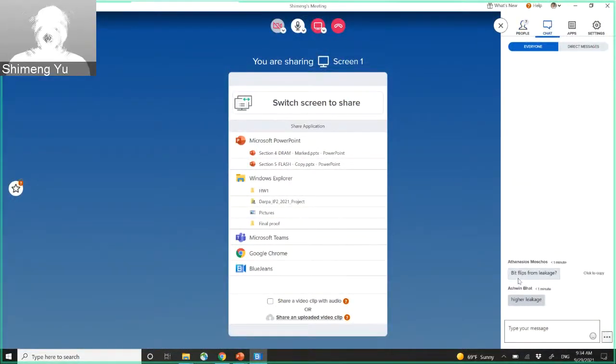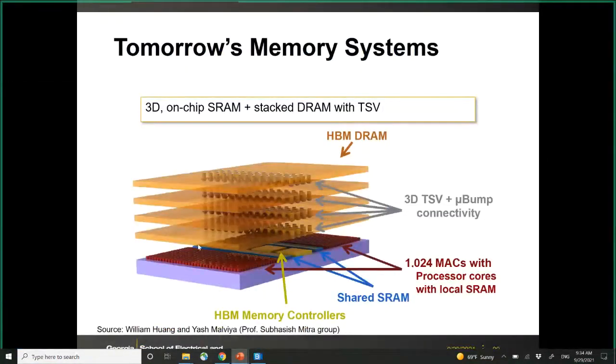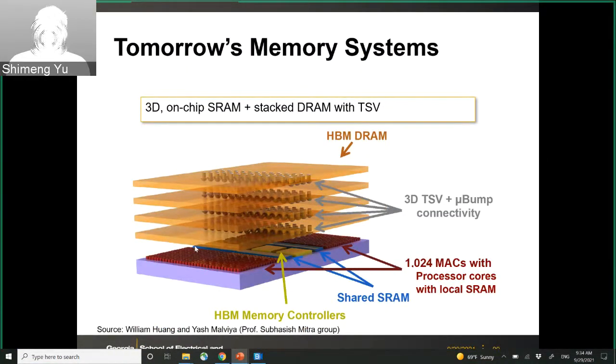So here we've got some answers from the chat. Yes, higher leakage. So your data retention may become even worse if you have higher temperature. That means we have to develop thermal conducting material. If you have very good thermal conductivity between those tiers, you can spread out the heat from the center of the die to the edge. Then you can envision this kind of a true 3D stack in the future, but this is still under research.